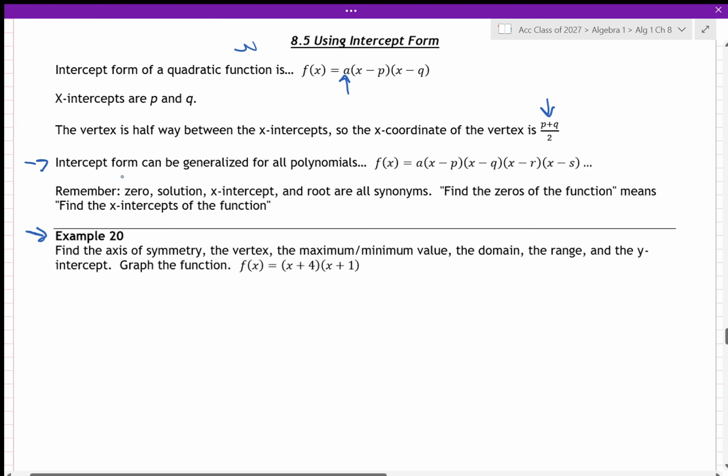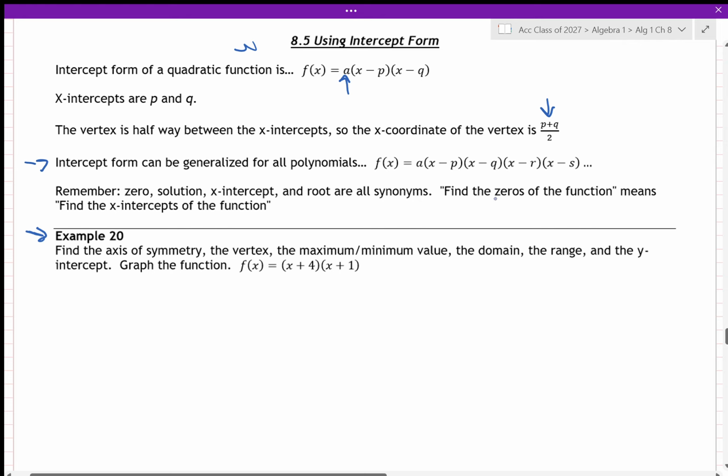So intercept form can be generalized for all polynomials, and we'll use that sometime later on in our notes. We want to remember that the terms zero, solution, x-intercept, and root can all be used kind of interchangeably. They all have different connotations with them, right? Normally, if you're talking about an x-intercept, you're referencing a graph. Whereas if you're referencing a solution, you're looking at an equation. They're very similar. There's a little bit of a difference, but we can normally use those interchangeably.